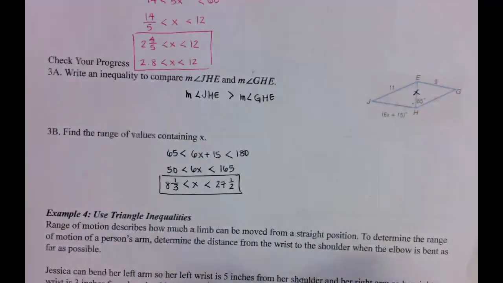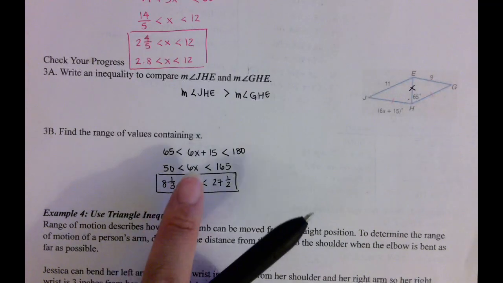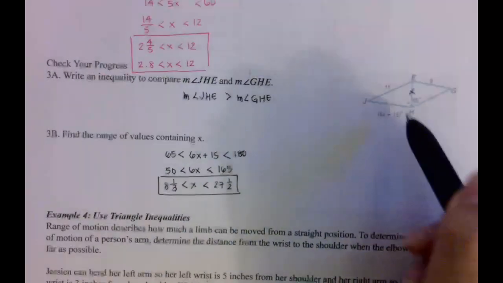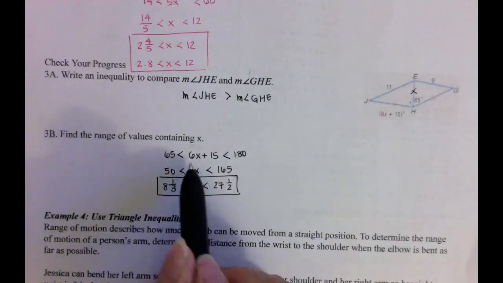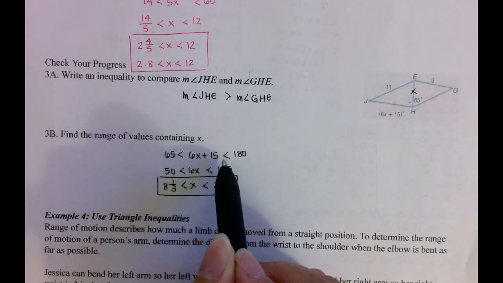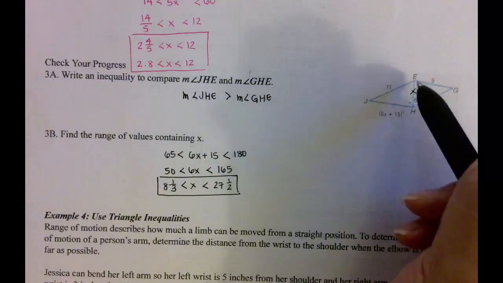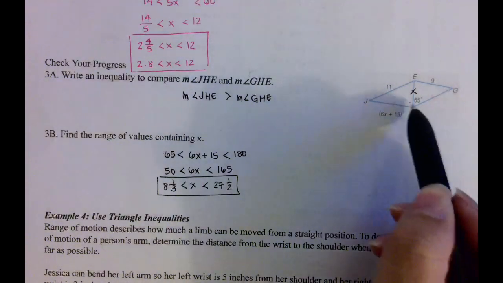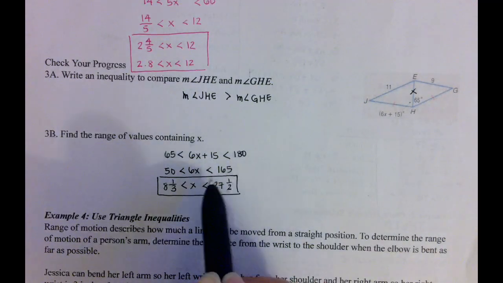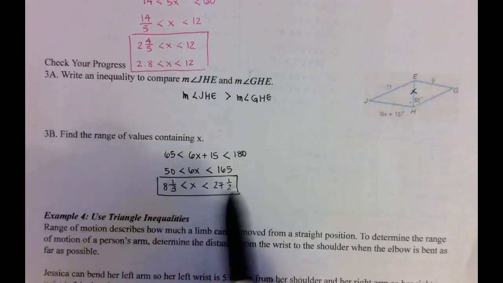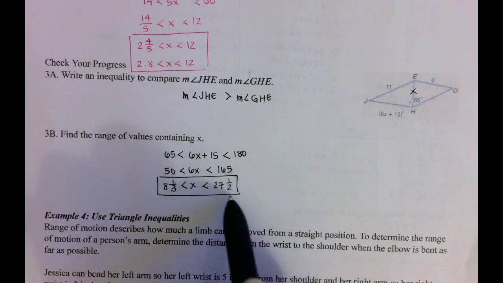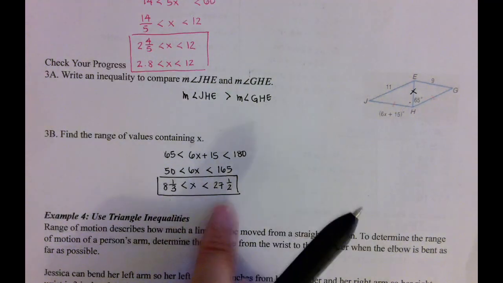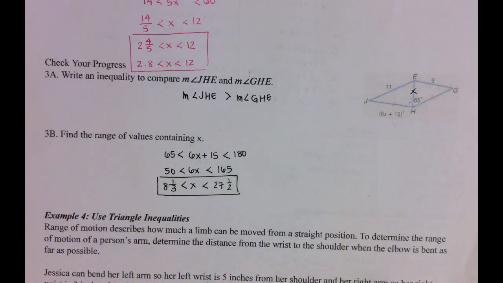And with that in mind, I can now find the value of x. This one is greater than 65, or another way of saying it is 65 is smaller than 6x plus 15. Since it's a triangle, it has to add up to 180, so it has to be less than 180. Subtract 15 on both sides, I get 50 and 165. Divide by 6 and simplify: this will be 8 1/3, and this will be 27 1/2. So x has to be between these numbers.